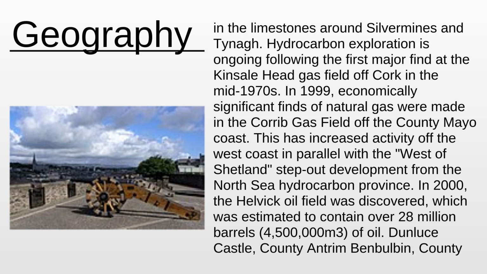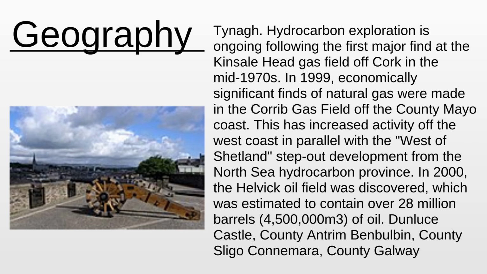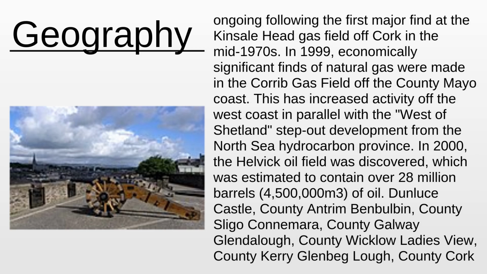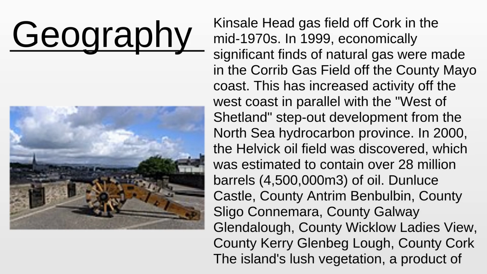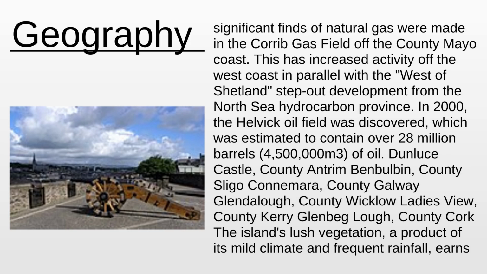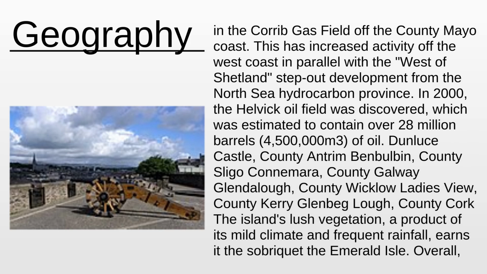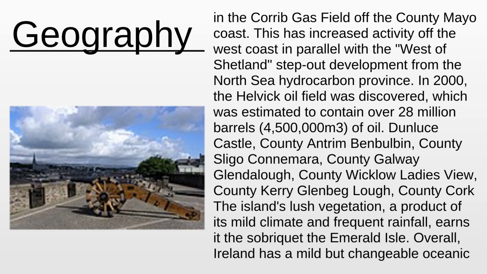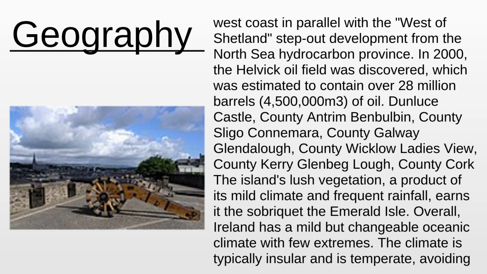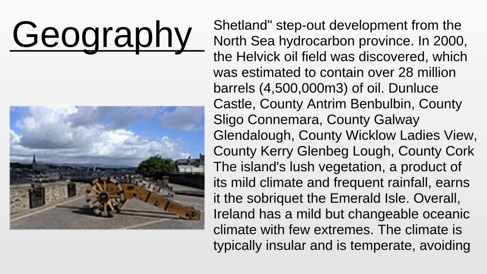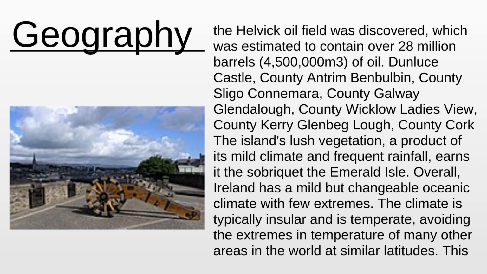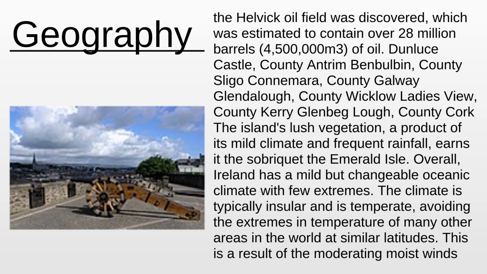Hydrocarbon exploration is ongoing following the first major find at the Kinsale Head gas field off Cork in the mid-1970s. In 1999, economically significant finds of natural gas were made in the Corrib gas field off the County Mayo coast. This has increased activity off the west coast in parallel with the West of Shetland step-out development from the North Sea hydrocarbon province. In 2000, the Helvick oil field was discovered, which was estimated to contain over 28 million barrels, 4,500,000 cubic meters, of oil.